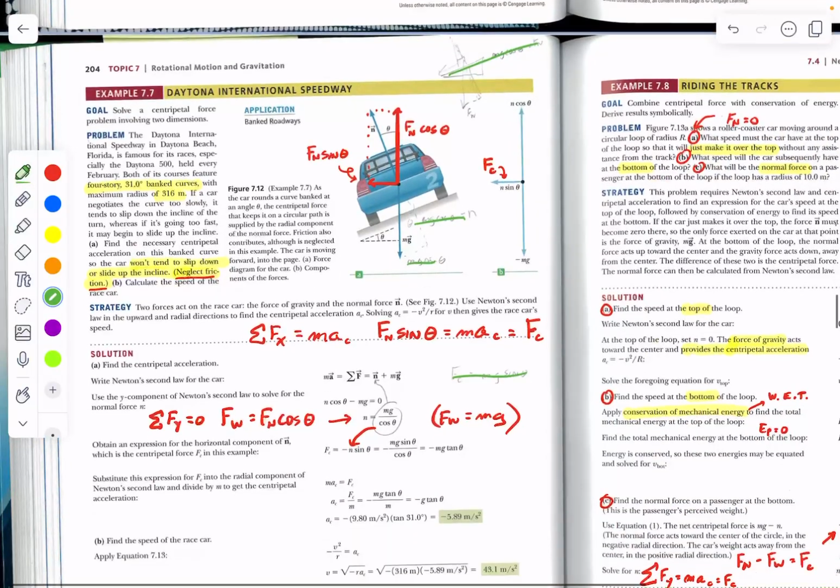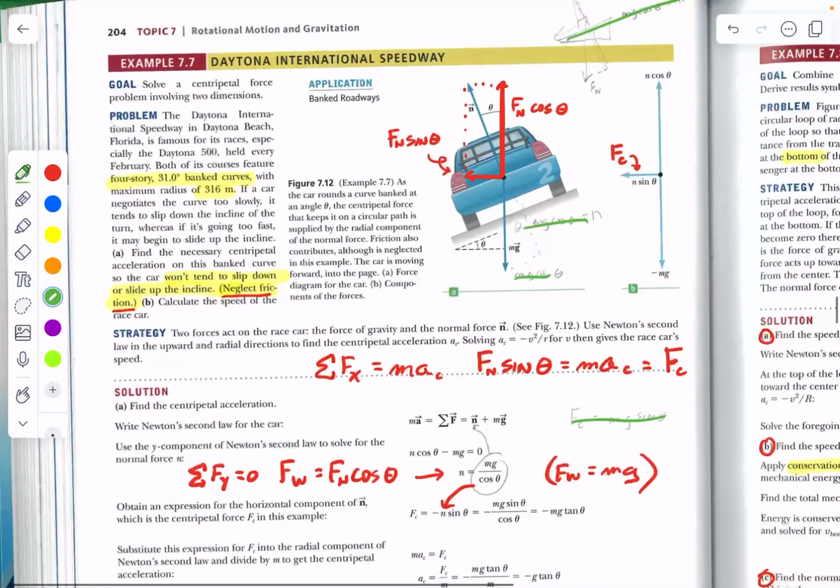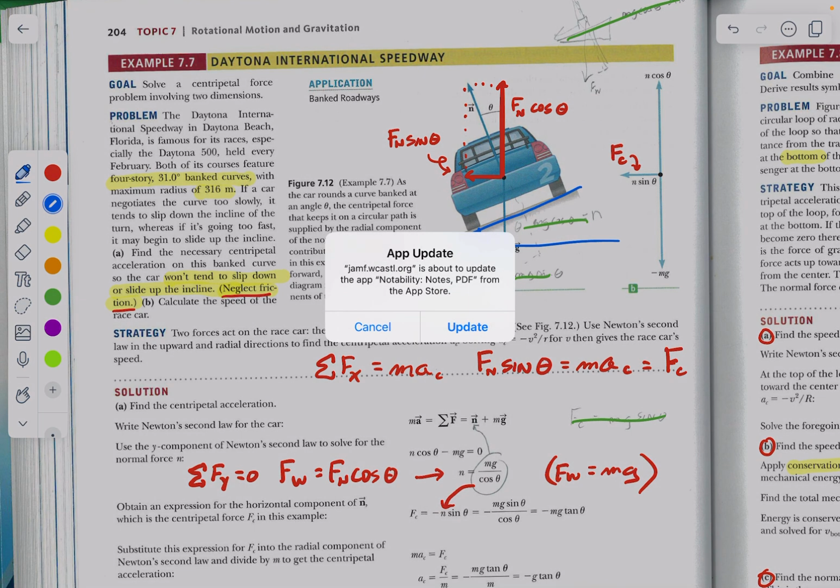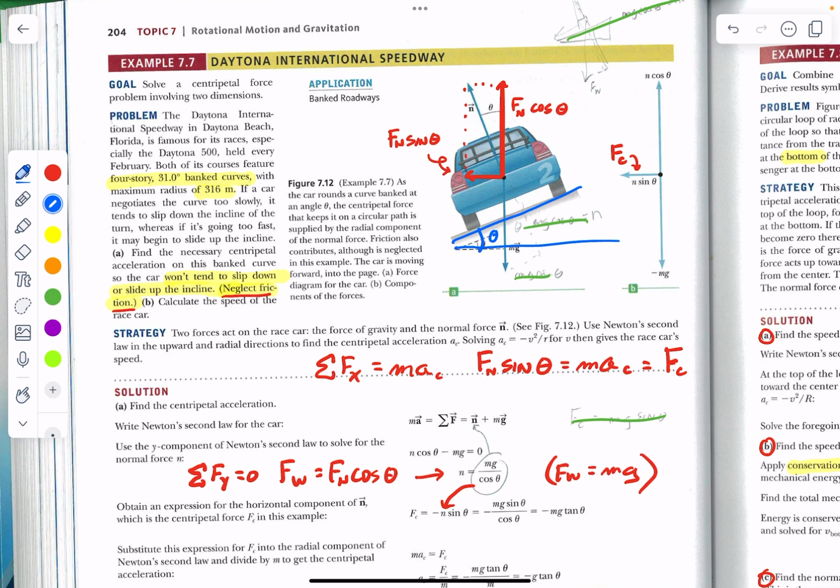Now, this problem here is maybe the hardest one in this section. And this time we're going to have a banked curve. And you can see that my banked curve is right here. And we have an angle of theta right there.